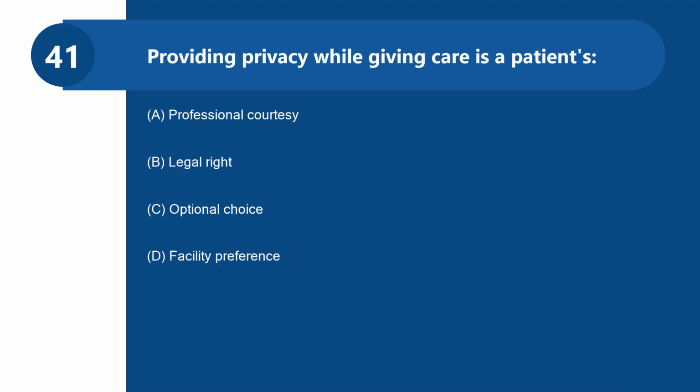Question 41. Providing privacy while giving care is a patient's option A, professional courtesy. Option B, legal right. Option C, optional choice. Option D, facility preference. The correct answer is option B, legal right.